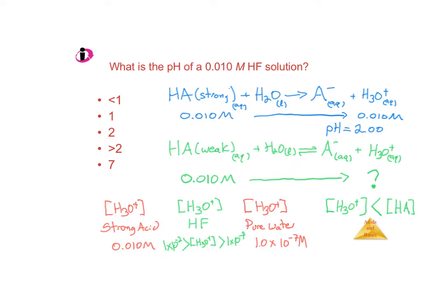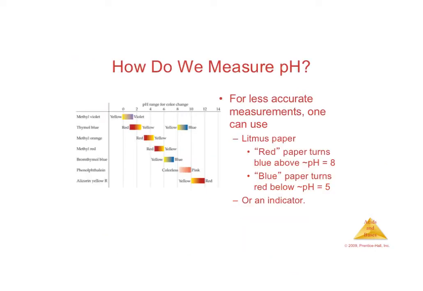So when we evaluate our viable answers, we know that we don't have a pH of 2 like the strong acid, and we know we don't have a pH of 7 like pure water. And being a weak acid, we know that our pH wouldn't be below the pH of 2 of the strong acid. That leaves us with the answer of the pH being greater than 2. By how much, we don't really know, but we're about to get into that next.